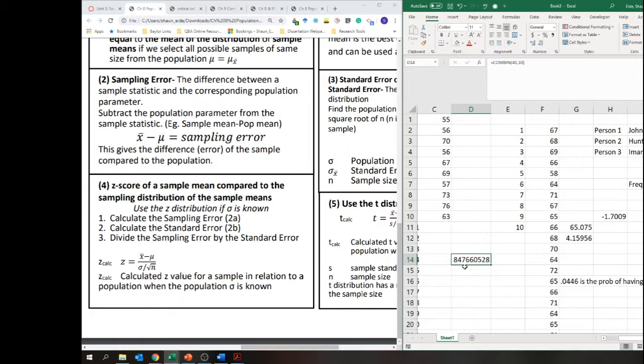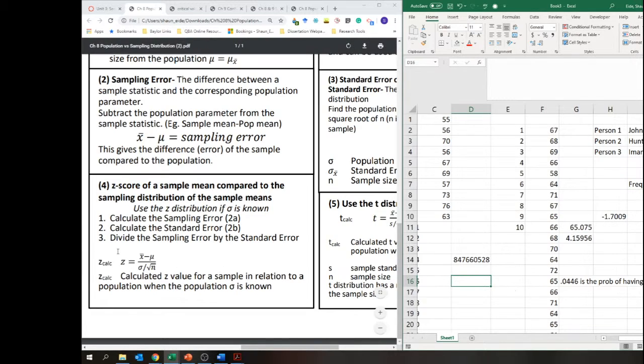Okay, that's a lot. That's 847,660,528. So what we're doing is we are going to take one sample of 10 and compare it to every other possible sample of 10 that could possibly be taken from that population of 40. So we're going to take one sample of 10 and compare it to every other possible sample from this population of 40 observations. Okay, and so that's what this does right here.